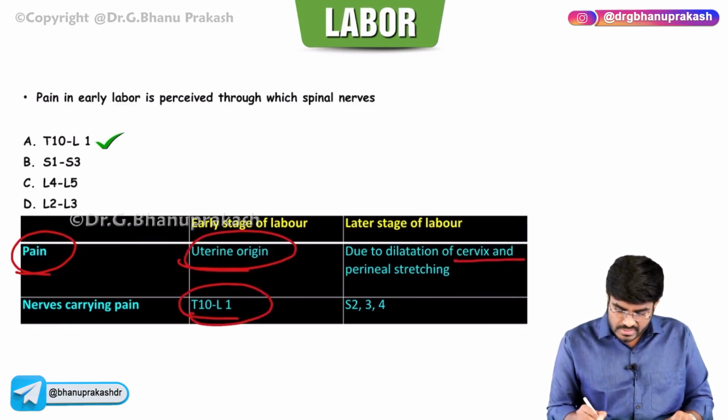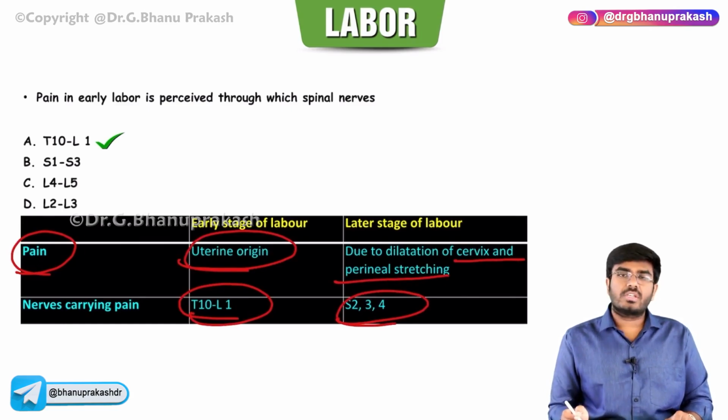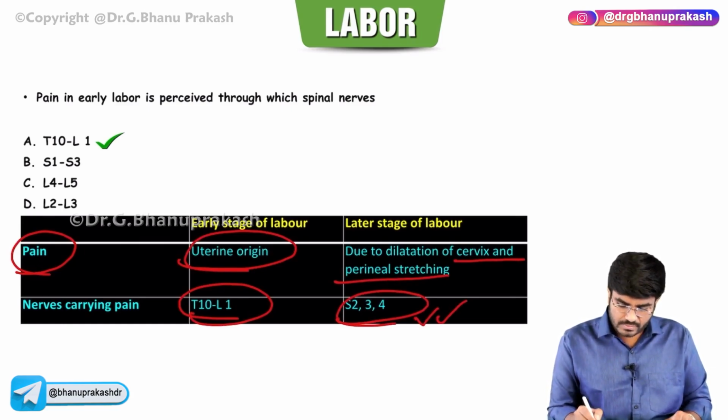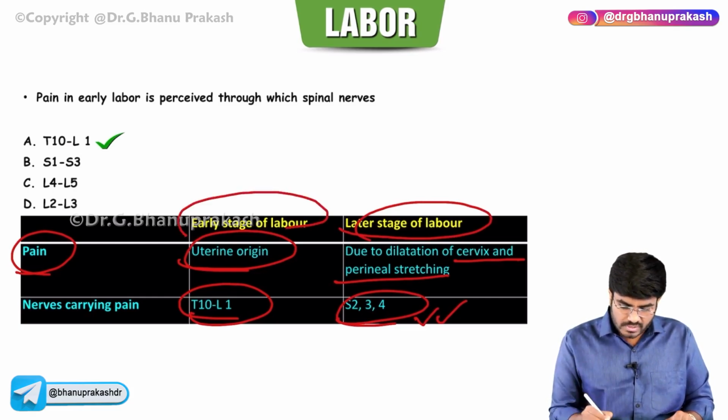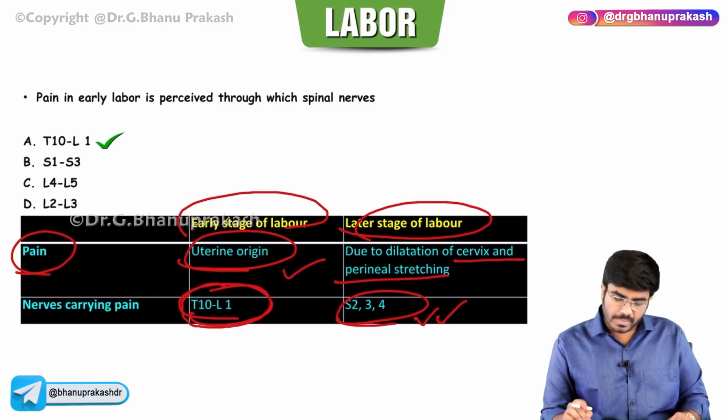Okay, and from the cervix and the perineum, the pain sensations are going to be carried by S2, S3, S4 in the later stage of labor. But in the early stage of labor, the pain is because of the uterine contractions, and the pain is going to be carried by the T10 to L1 spinal nerves.